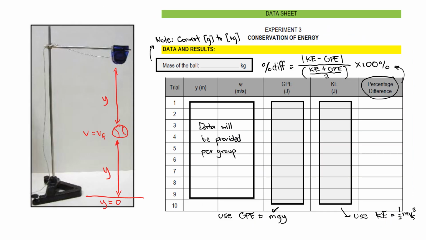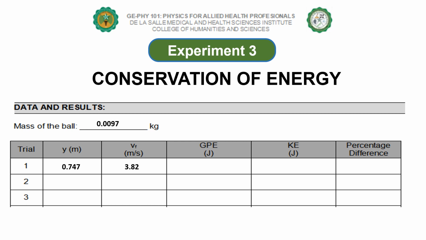Again, we need to compute the percentage difference, and this is the formula. The kinetic energy is 1/2 mv squared. Gravitational potential energy is mgy. The data is displayed in the Explorer GLX. Okay, assuming we have these values.